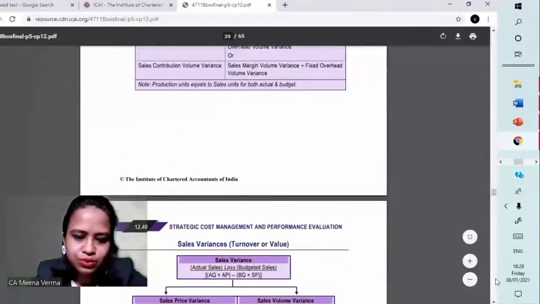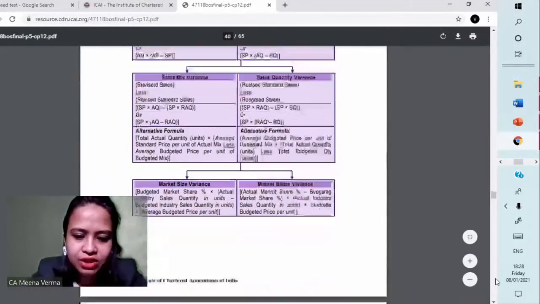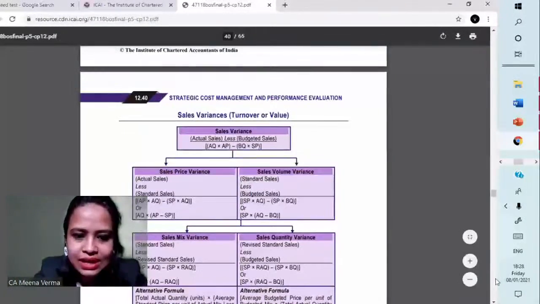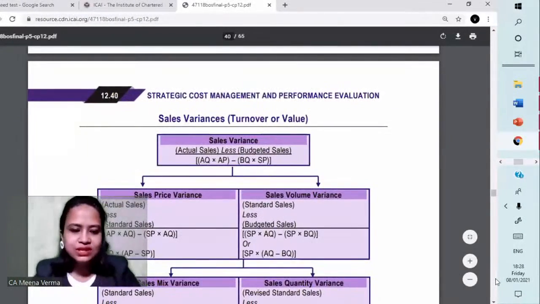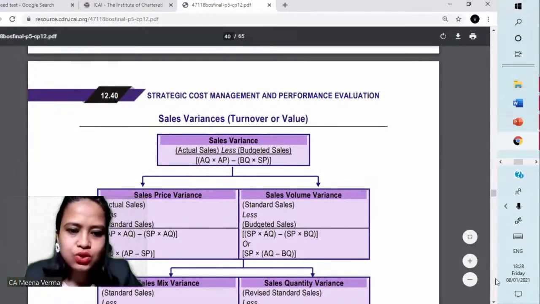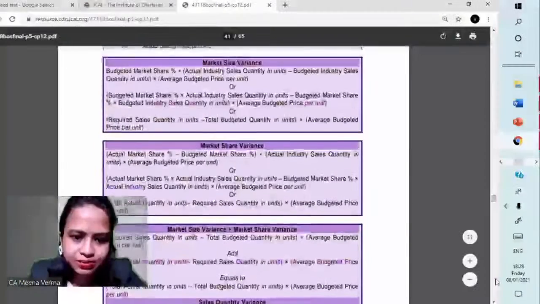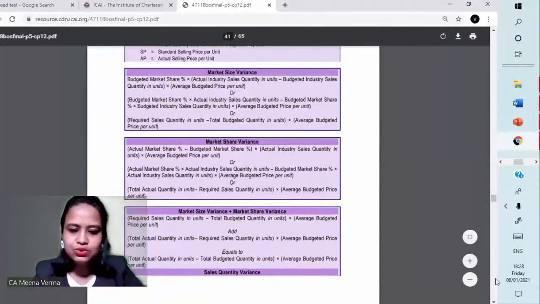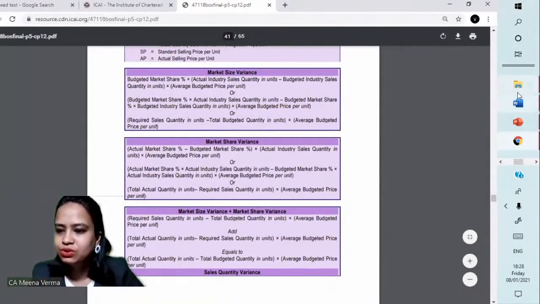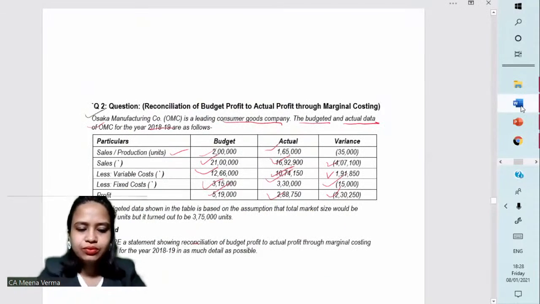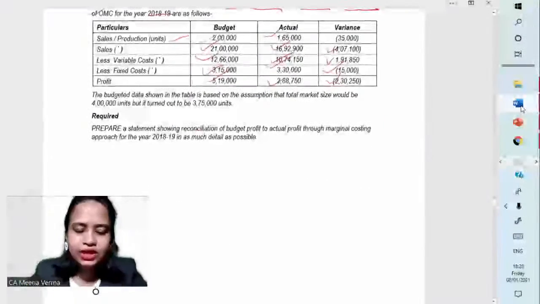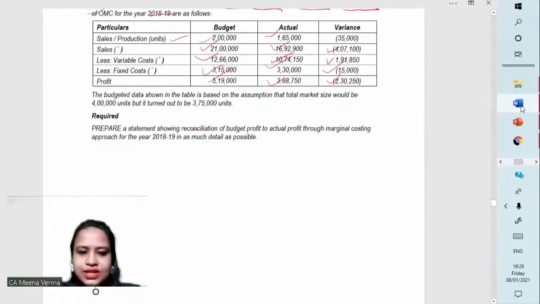Okay, let me do this question. In this question, I will use the sales variance because we have to consider the sale also. So I'll use the sale variance at this place. Let me prepare this reconciliation statement.